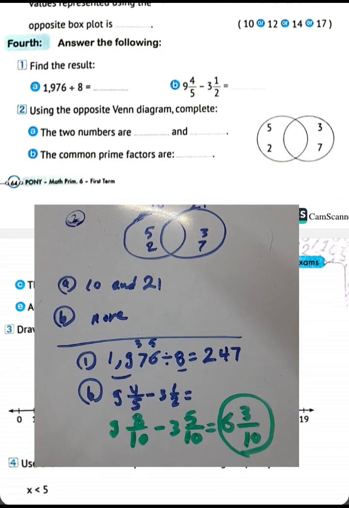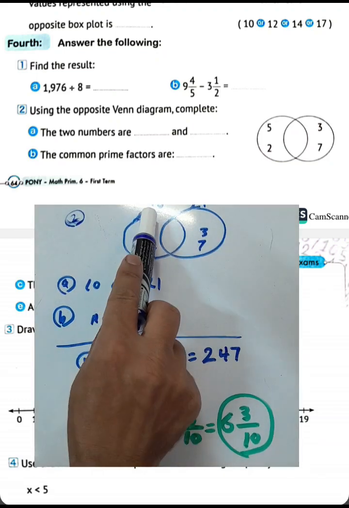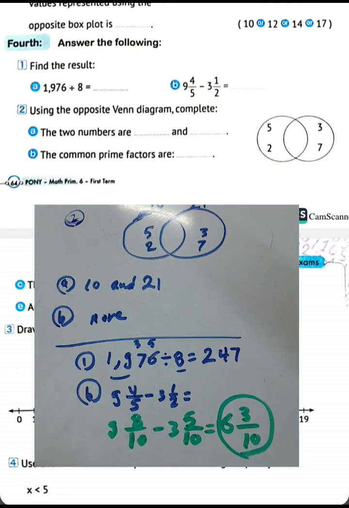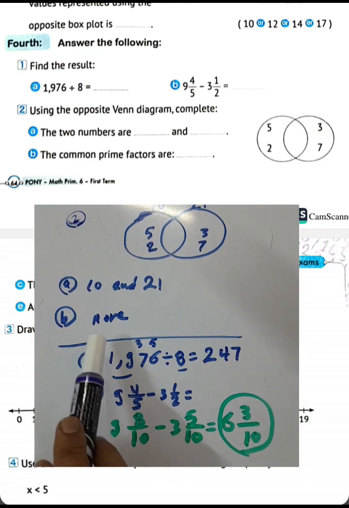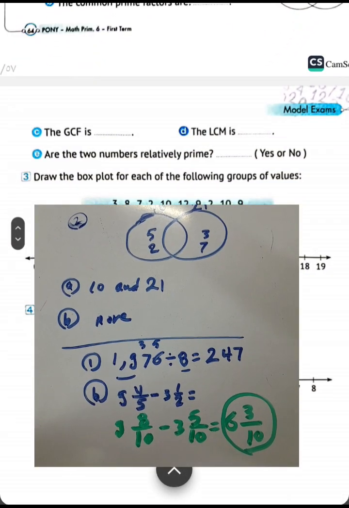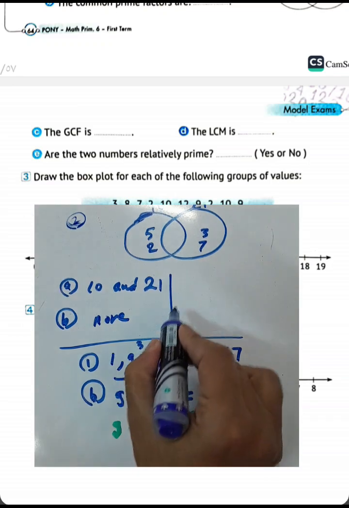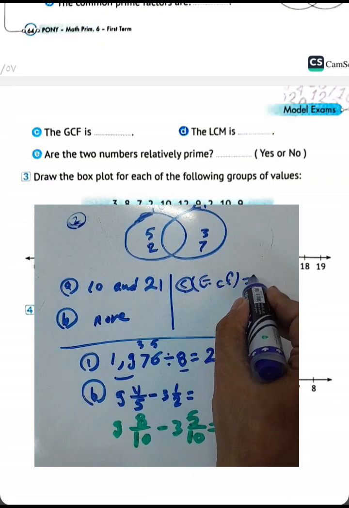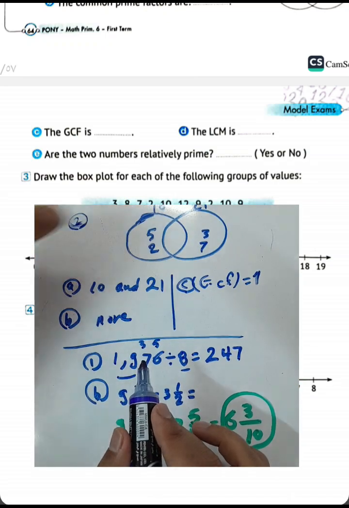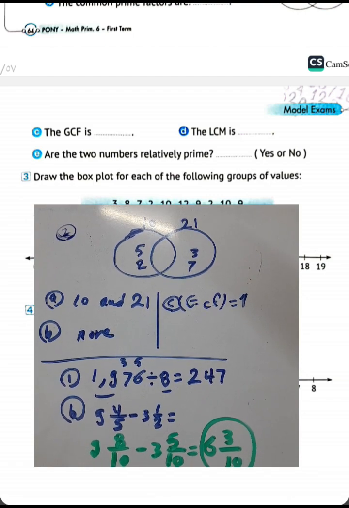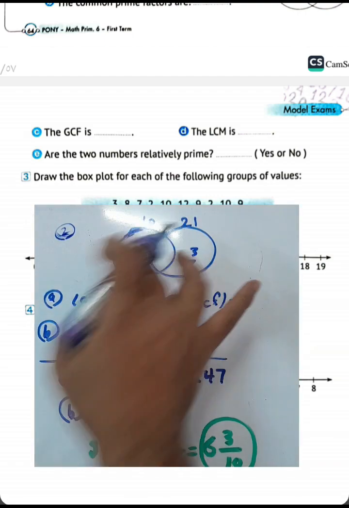Okay, now we will complete question number 2. 10 and 12, first number, second number. We haven't any prime number common between them. Okay, it's none. The common prime factors are none. Question letter C. The greatest common factor, it will be 1. 10 and 21 are relatively prime numbers, and the greatest common factor between them equal 1.